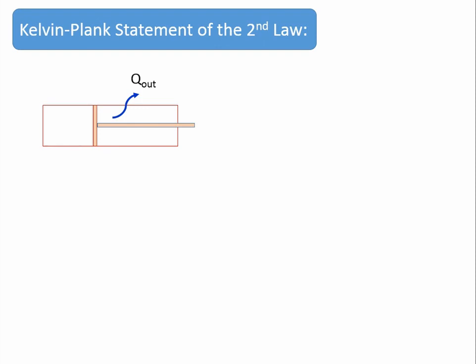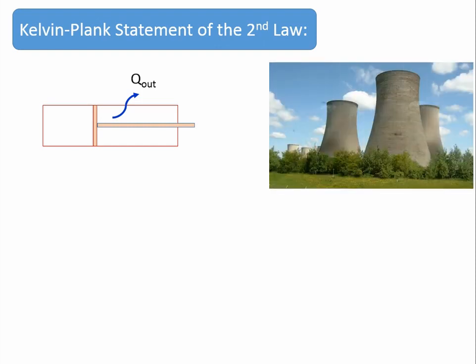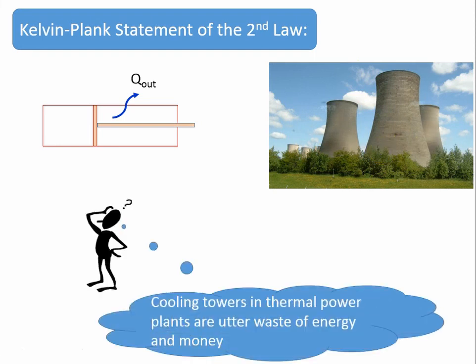With this knowledge, I think now you can understand the need of this big cooling tower in a thermal power plant. These cooling towers cool the condenser cooling water to help rejecting heat. Perhaps you may have this question: cooling towers in a thermal power plant is an utter waste of energy and money. Answer is yes, but as we just learned, we have no option other than that purposeful heat rejection.